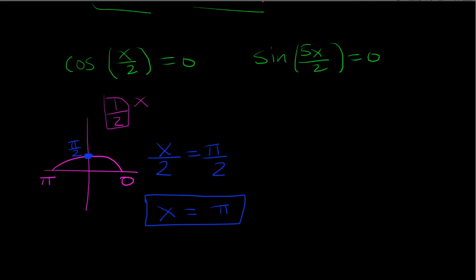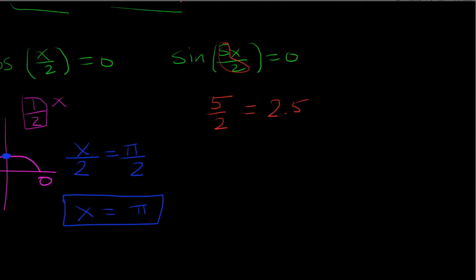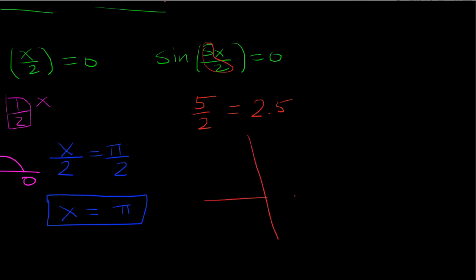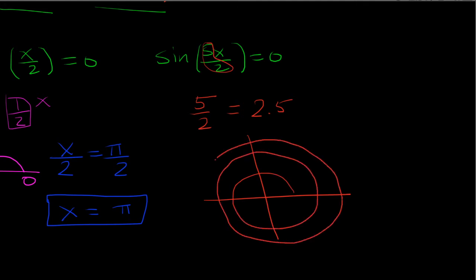Now let's look at the other solution. We want sine of 5x over 2 equal to 0. And the coefficient in front of the x is 5/2. And this is really 2.5. So we're going to go around the circle 2.5 times. So really, see, that's once, this is twice, and this is a half. Okay. So it's a little confusing, but let's see.